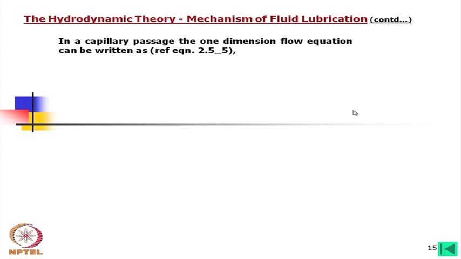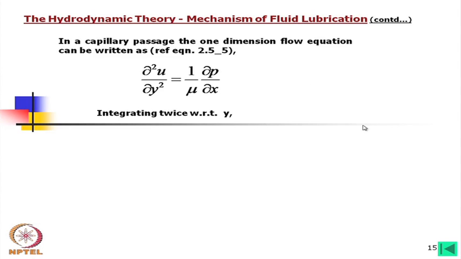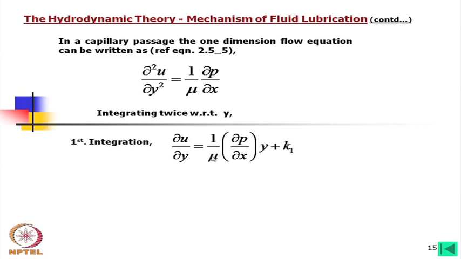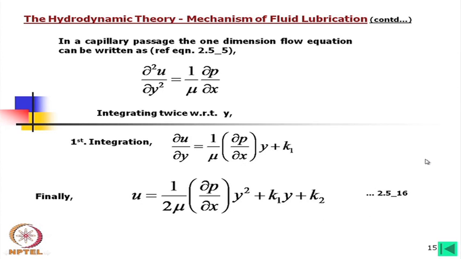So, now we are studying hydrodynamic theory, the mechanism of fluid lubrication. In a capillary passage, the one dimensional flow equation can be written as del square u by del y square is equal to 1 by mu del p by del x, which we have derived earlier, equation 2.5. Now, integrating twice with respect to y, after the first integration del u by del y is equal to 1 by mu del p by del x into y plus k 1, and after the second integration we get u is equal to 1 by 2 mu del p by del x y square plus k 1 y plus k 2, where k 1 and k 2 are integration constants.